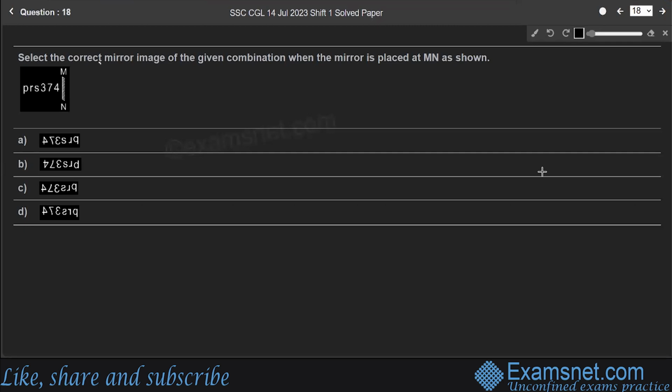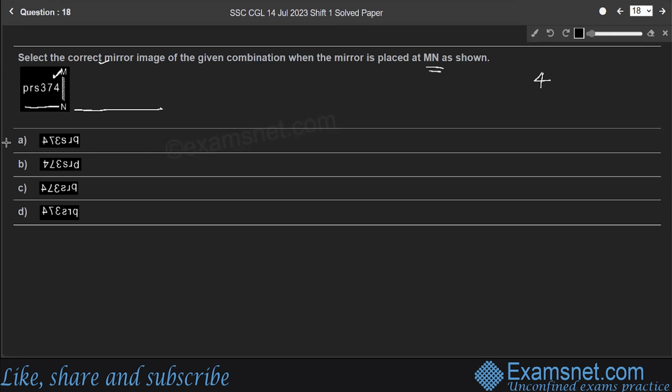Question number 18. Select the correct mirror image of the given combination when the mirror is placed at MN as shown. So here is the given combination, P R S 3 7 4, right? When a mirror is placed at MN, in the image part, the last figure, which is 4, will be the first figure in the image part. And the image will be exactly the mirror image of the last figure, because the last number 4 is not a symmetrical one.